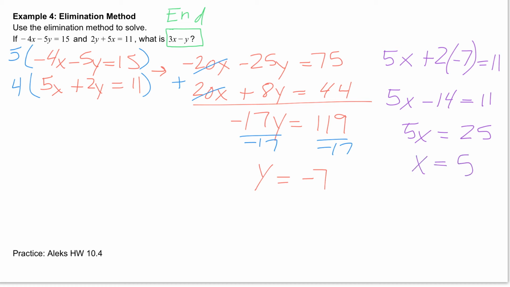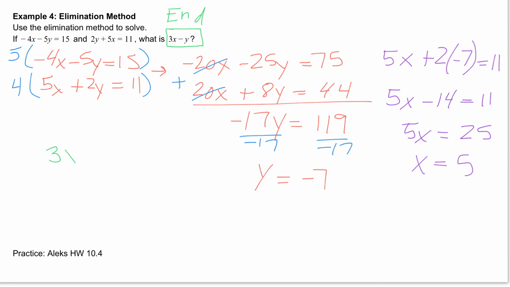At this point, I'm going to go through my check step, and I would do it right on the calculator. So take your calculators out, do negative 4 times 5, minus 5 times negative 7, and then hit enter. You should see that you get 15, which tells us that the first equation does work. Then I would check the bottom equation. Do 5 times 5 plus 2 times negative 7. Make sure you get 11. Once you make sure that it works for both, then we can go to our very last step, which is to evaluate the 3x minus y.